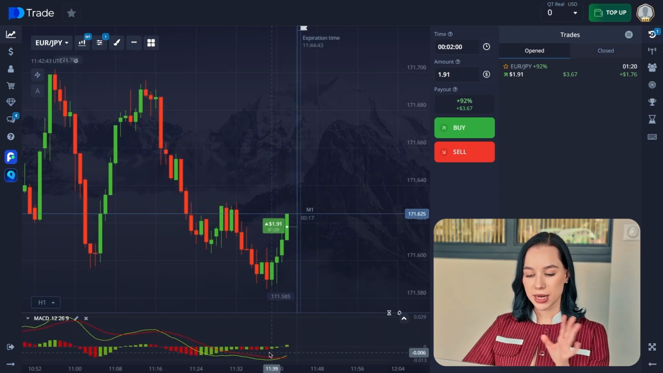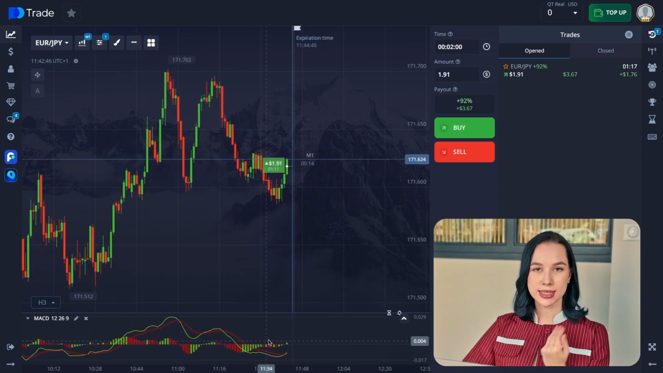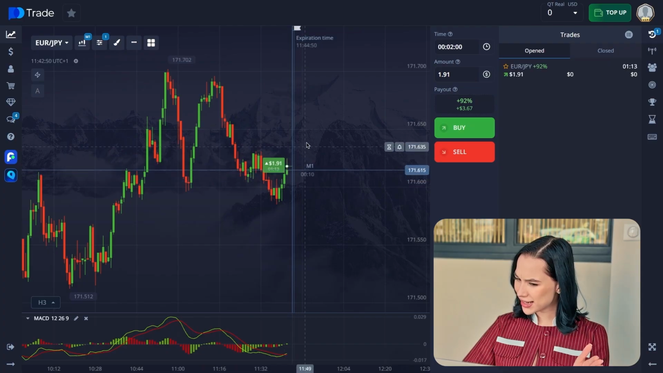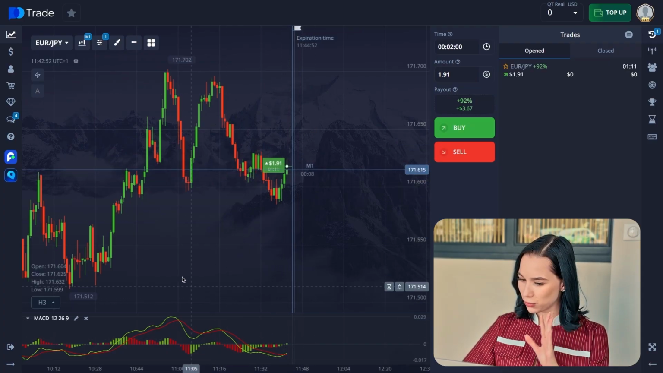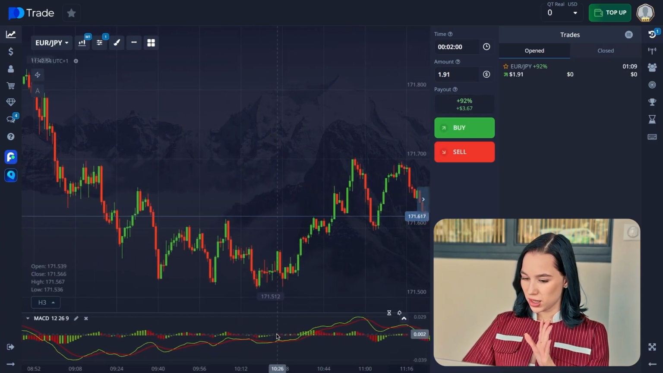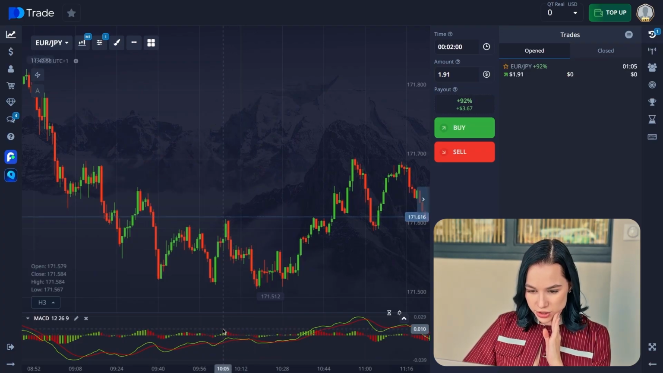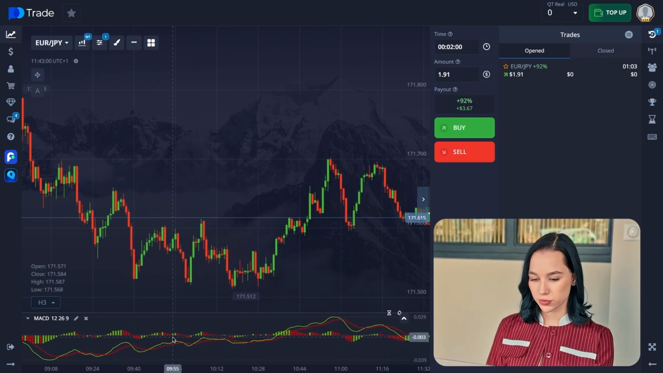So yeah, but at the same time, need to mention that MACD is kind of a sensitive indicator, so it's showing you all of the noise of the chart. Now it starts fluctuating again and reversing. I hope it's gonna be fine. So yeah, let's see. We're gonna also check out the previous movements of the price.